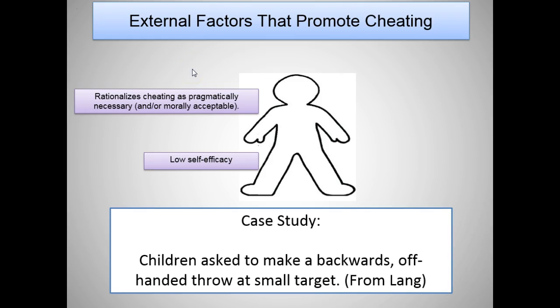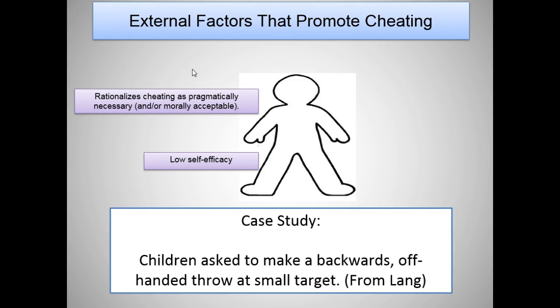Students are more likely to cheat when they can rationalize that it's pragmatically necessary or that it's morally acceptable, and when students have low self-efficacy, right? When they're unsure about their ability to do the work, they're more likely to cheat.